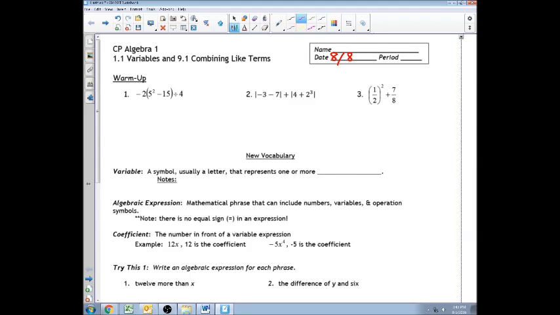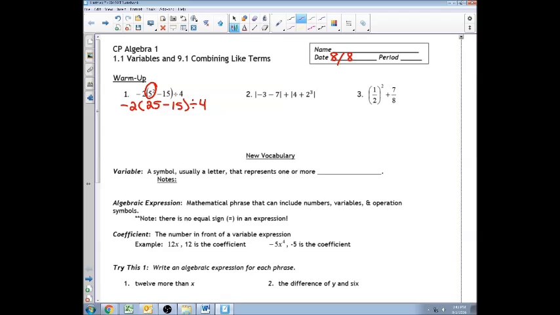Number one, first thing we need to do is everything that is inside of the parentheses. Well, inside the parentheses, I have an exponent, so I need to work with the exponent first. I'm just going to bring down my -2 and my parentheses. 5 squared is 25, so 25 minus 15. Inside the parentheses, I will divide by 4, so just bring that down as well.